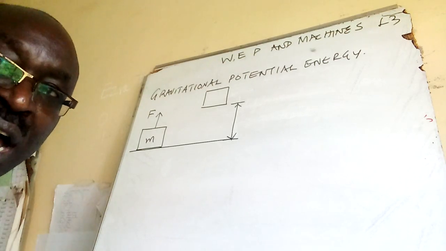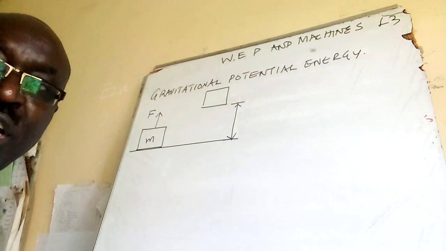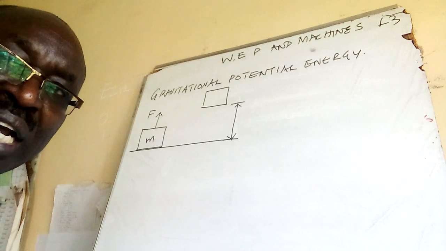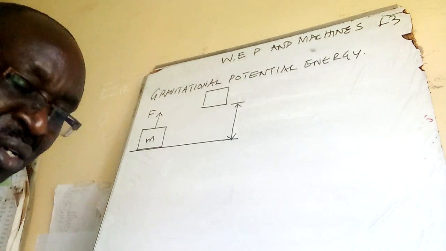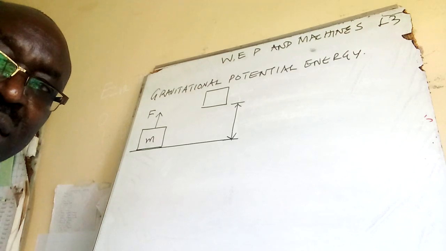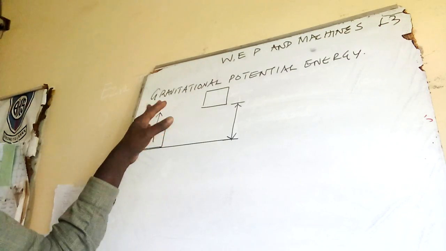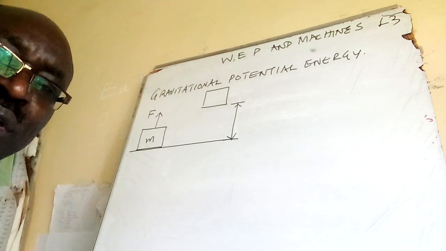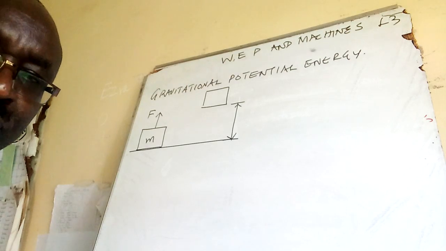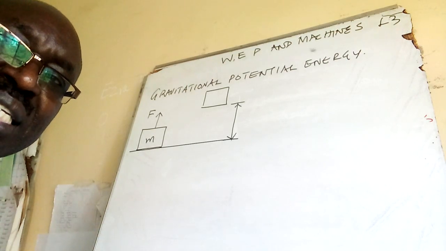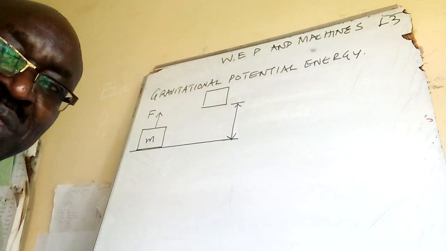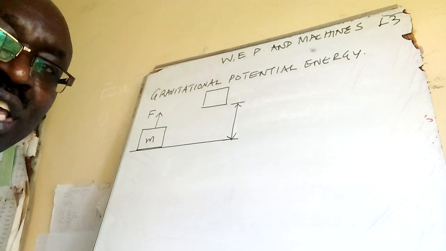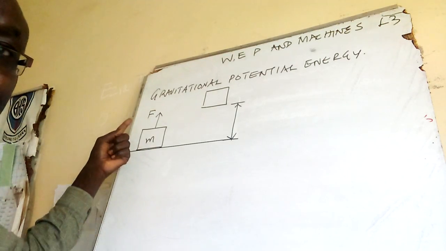I have an example here of gravitational potential energy. We talked of two major branches of mechanical energy that you will encounter, potential and kinetic energy. Sometimes you may wonder which formula do I use, but in our last lesson I did say that when energy is transferred, work is done. So here we are going to look at an example.